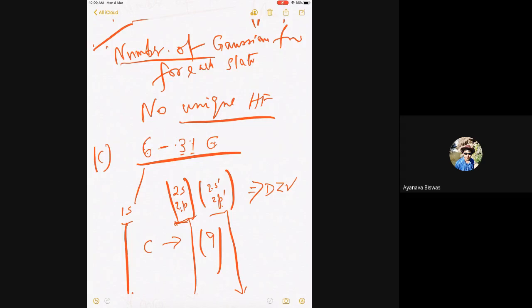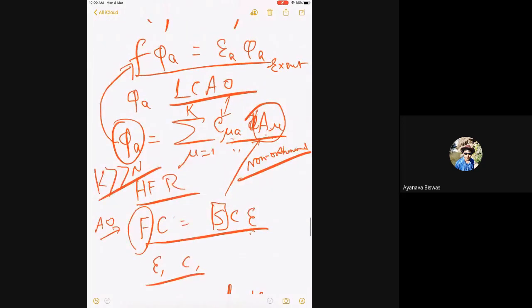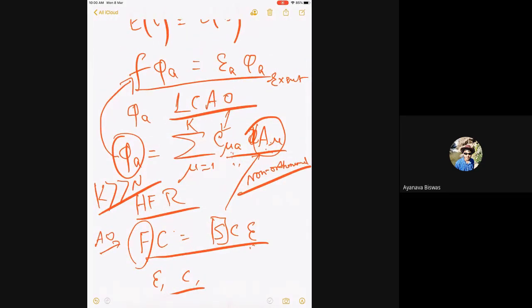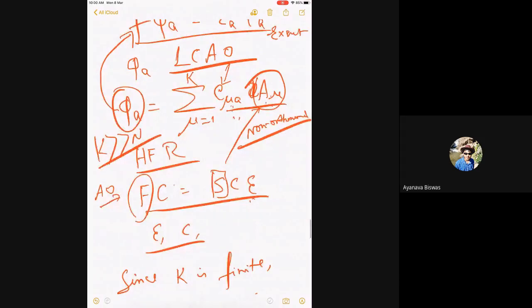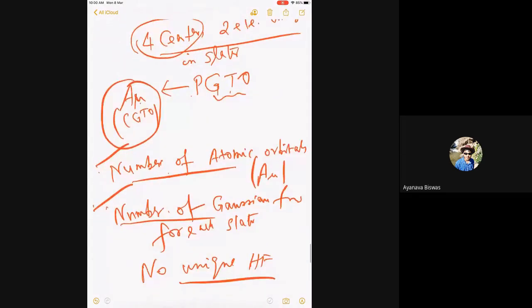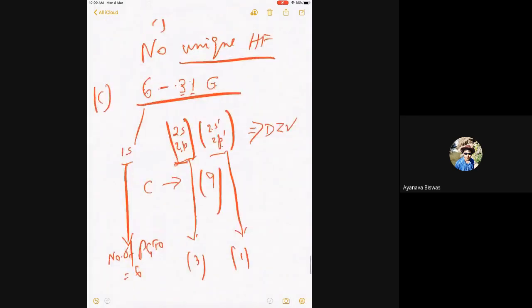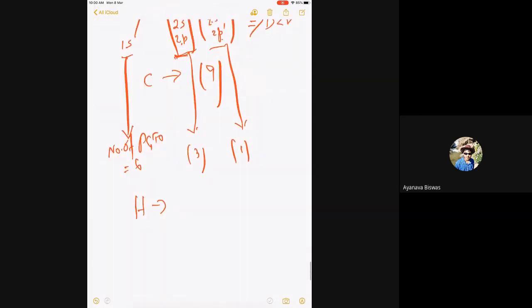And that is important for Hartree-Fock, because in Hartree-Fock I am using only this number in the Roothaan equation. So the matrix of the Roothaan equation, the K, is determined by this number. So if I do 6-31G for hydrogen, then hydrogen has a valence, no core, so both of them are here. So it is 1s, 1s prime.